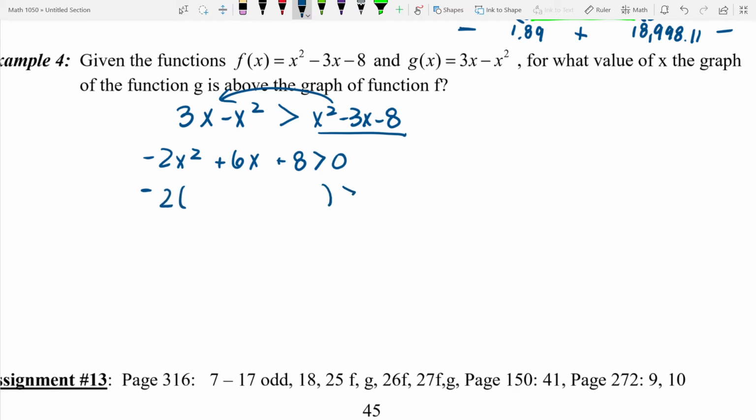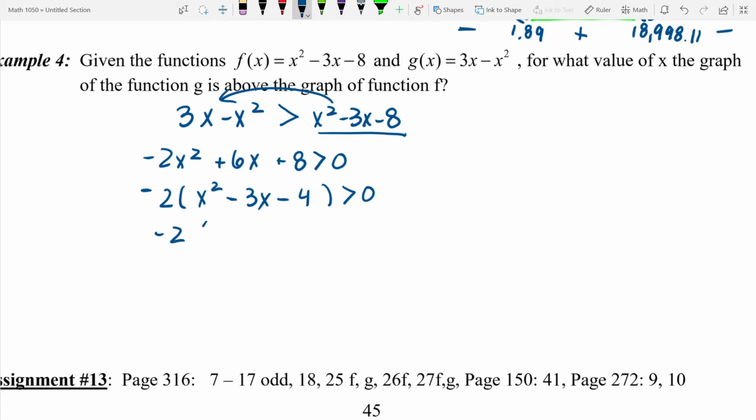If I take out a negative, the negative, positive, positive goes to positive, negative, negative. Now I don't have to worry about signs. I already figured them out. 2 divided by 2 is a 1x squared. 6 divided by 2 is a 3x. 8 divided by 2 is 4.